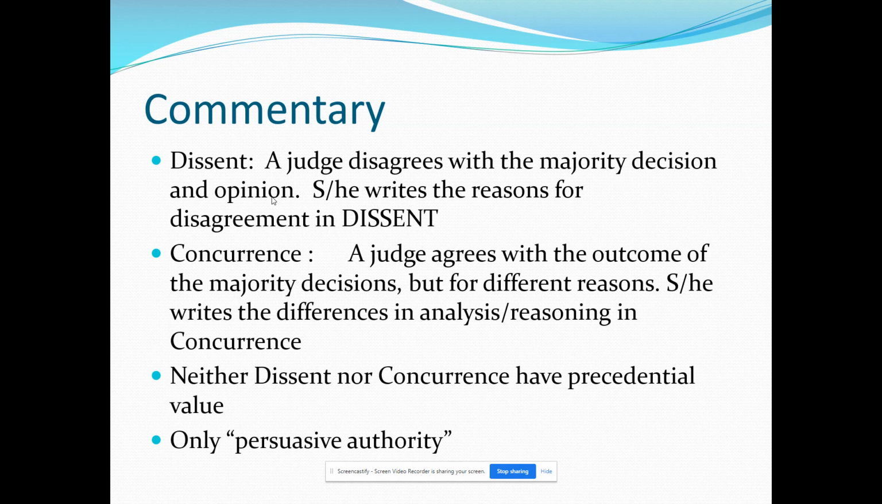A concurrence, remember, a concurrence is when the judge agrees with the outcome, but for different reasons, and they write that opinion, a concurring opinion. So again, not precedent. None of them have precedential value.